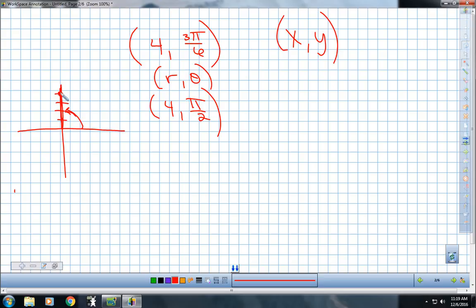It's (0, 4), isn't it? So when we use these formulas, sometimes when you plot it, you know what the answer is. You don't even need a formula to do it. So now let's just show that, in fact, that's what it is.